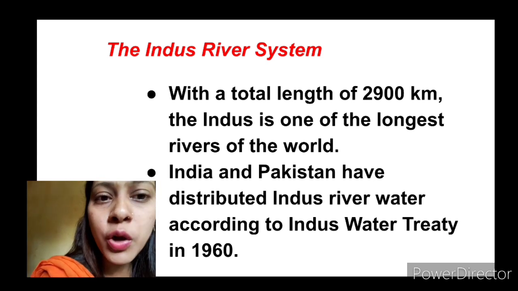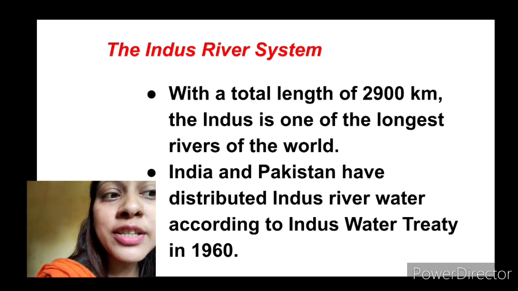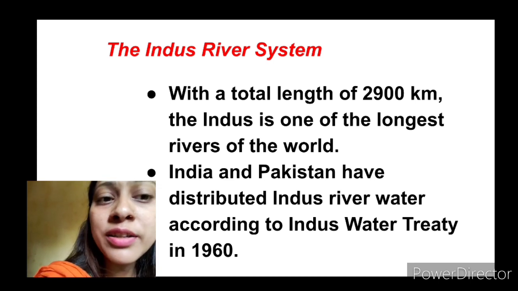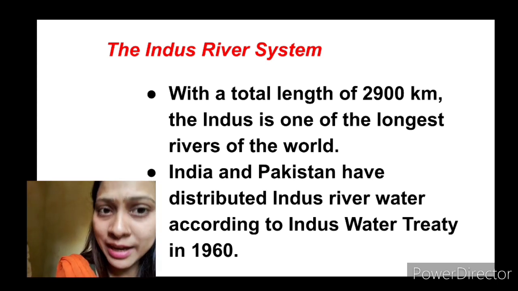The length of the Indus River in India is 2,900 kilometers. Along with that, India and Pakistan have distributed the Indus River water according to the Indus Water Treaty of 1960. We will discuss the Indus Water Treaty in the next period.